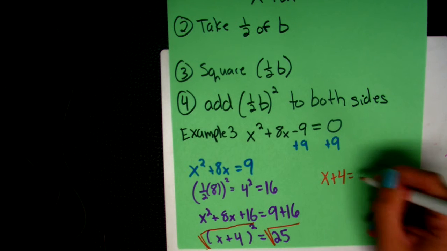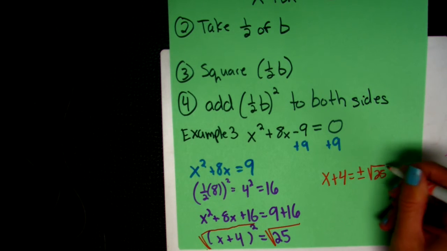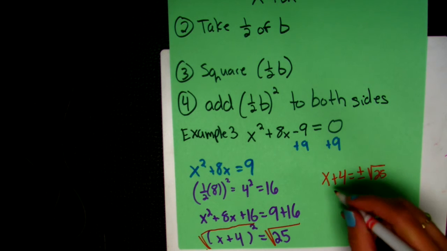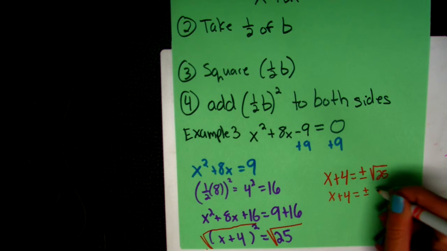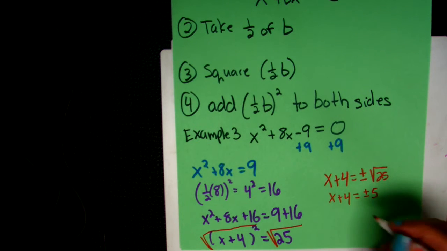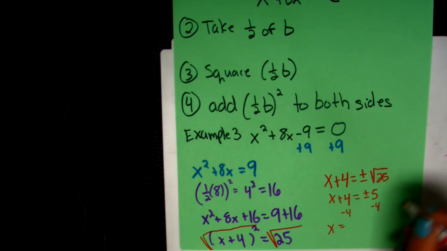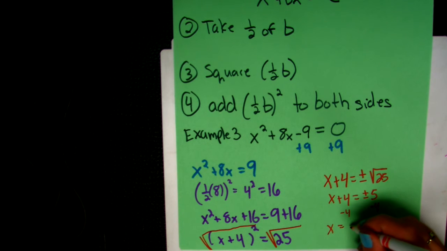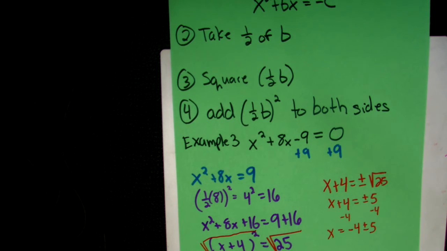So we get x plus 4 equals plus or minus the square root of 25. And the square root of 25 is 5. So x plus 4 is equal to plus or minus 5. And then we'll subtract 4 from both sides. So x is equal to -4 plus or minus 5.